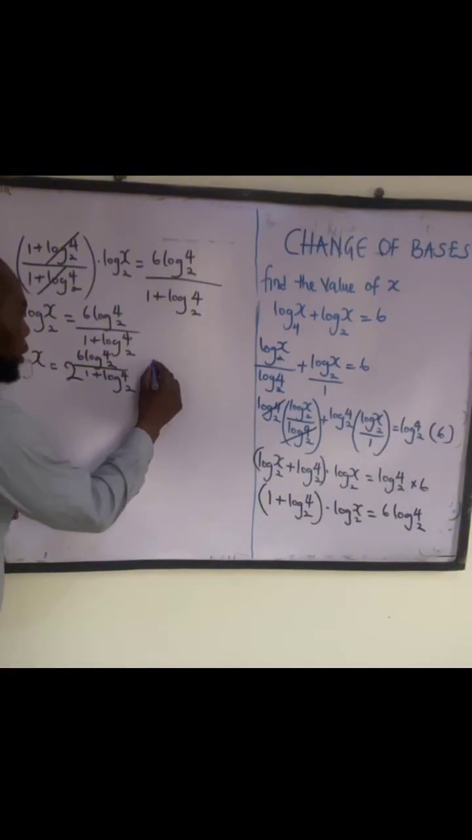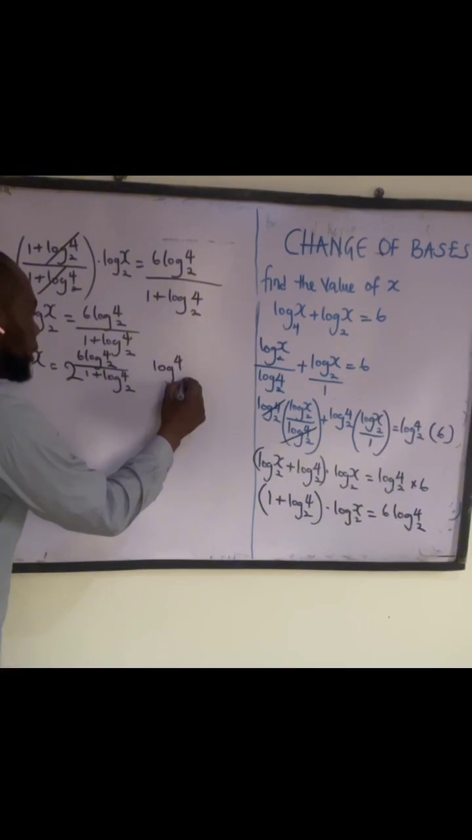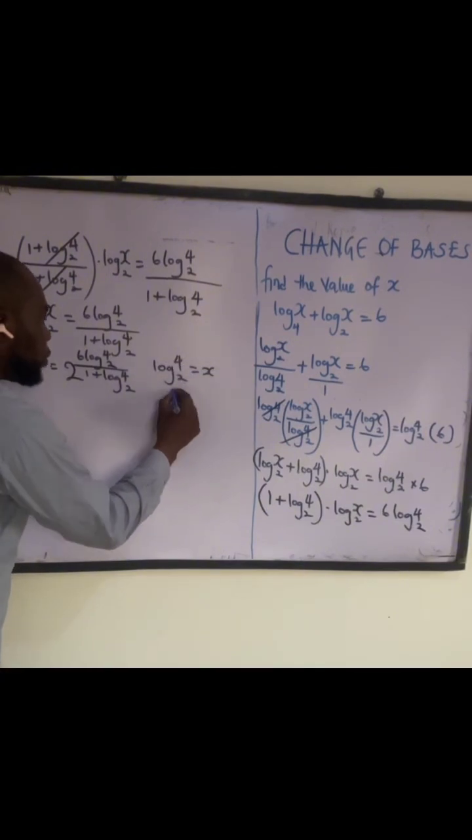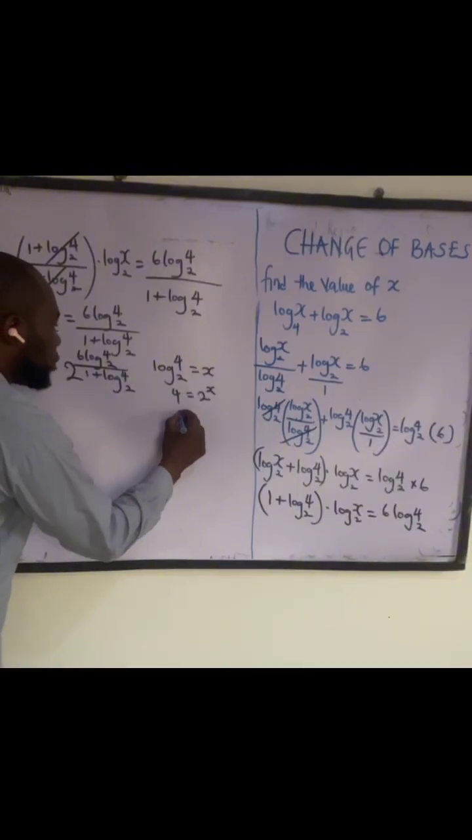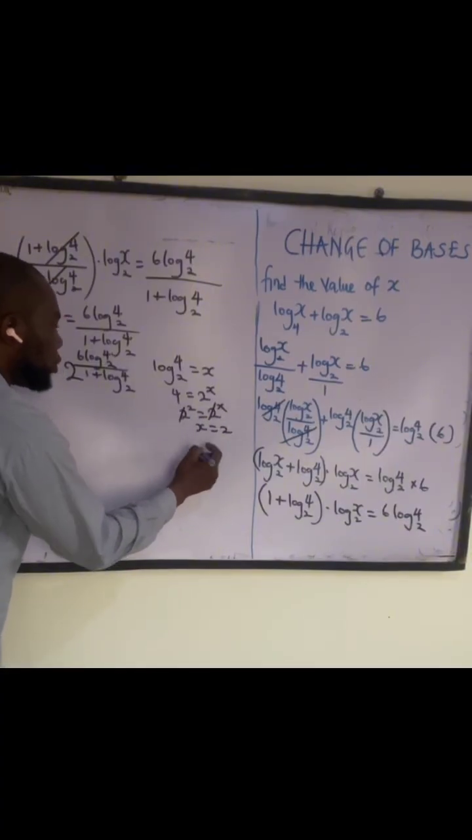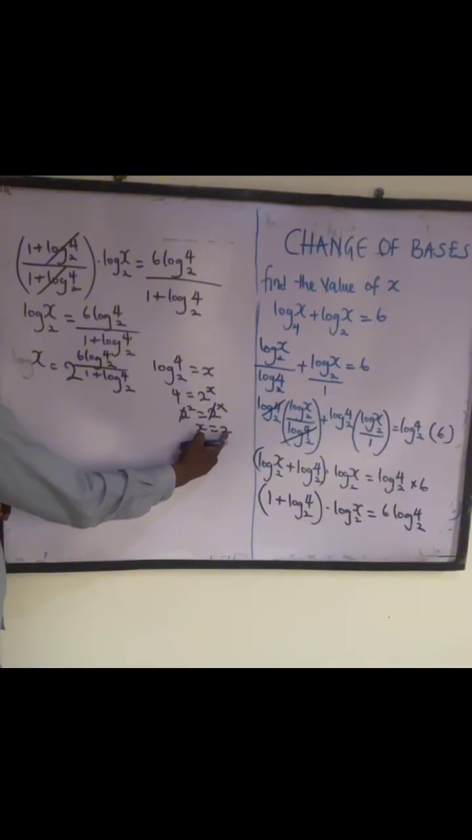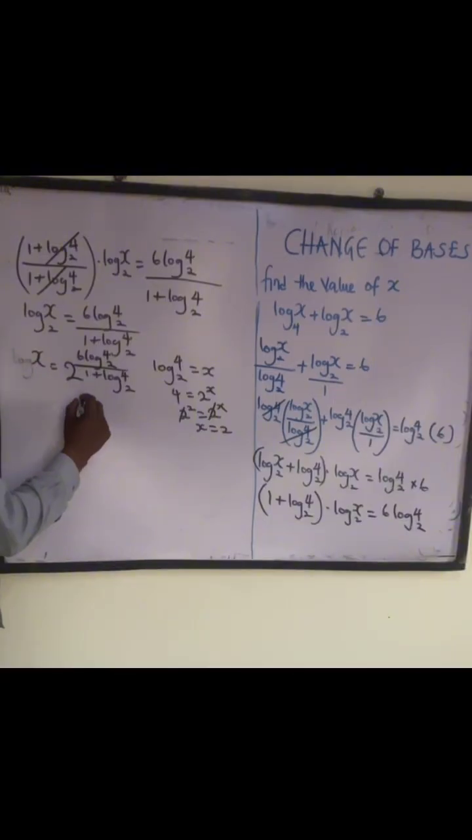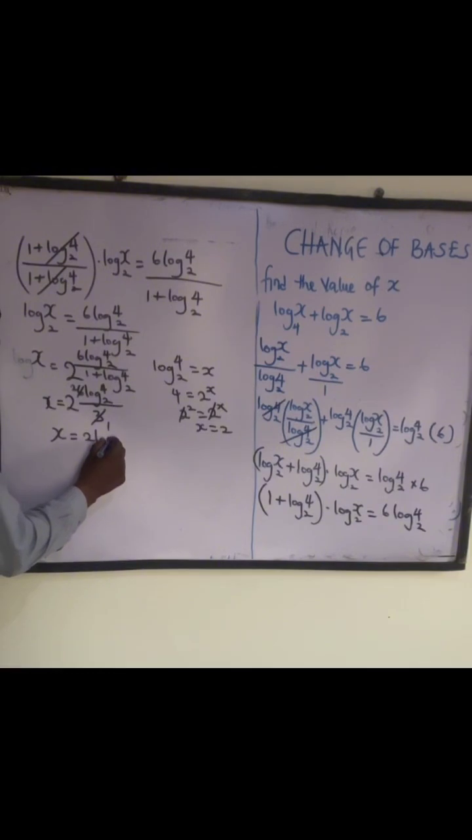Let's say log of 4 in base 2 equals x. So 4 equals 2 raised to the power of x. 2 raised to the power of 2 equals 2 raised to the power of x. 2 cancels 2, so x equals 2. So since it equals 2, 2 plus 1 is 3. So it will now be x equals 2 raised to the power of 6 log of 4 in base 2 divided by 3. Then 3 and 6, 3 and 2. So the power will be 2 log of 4 in base 2.